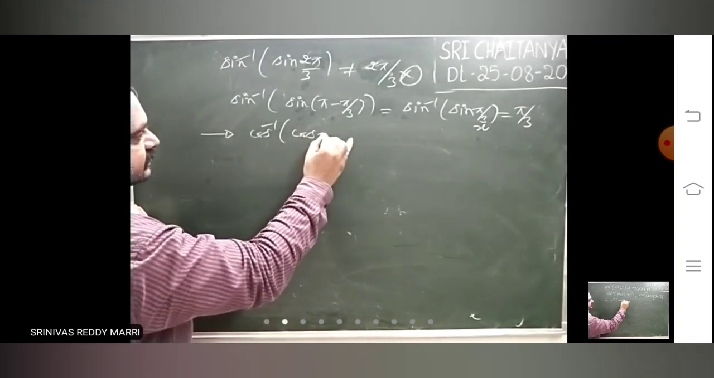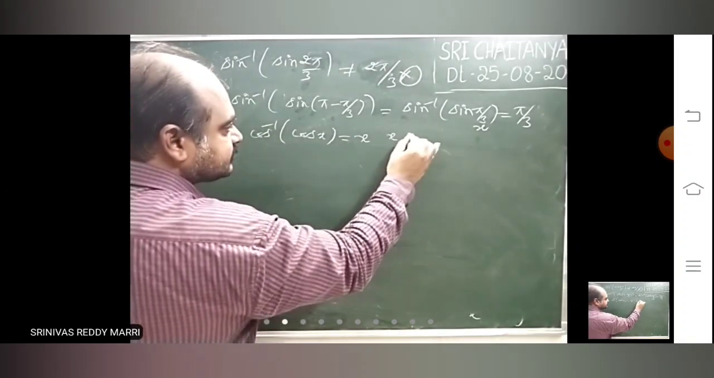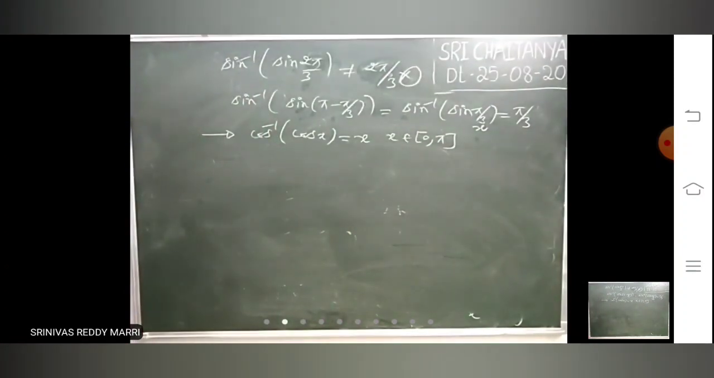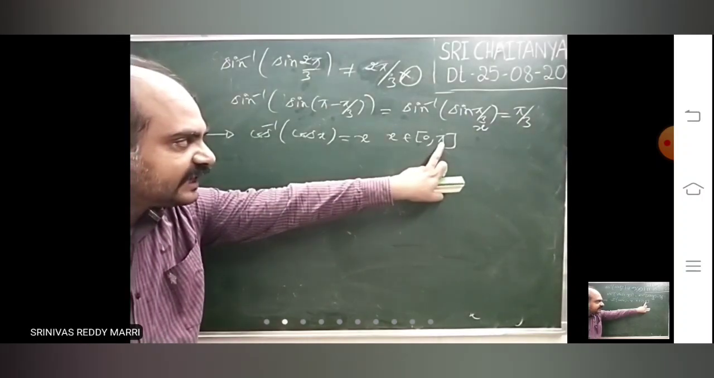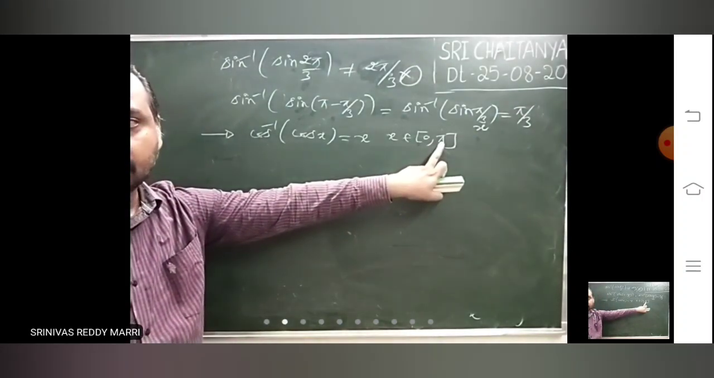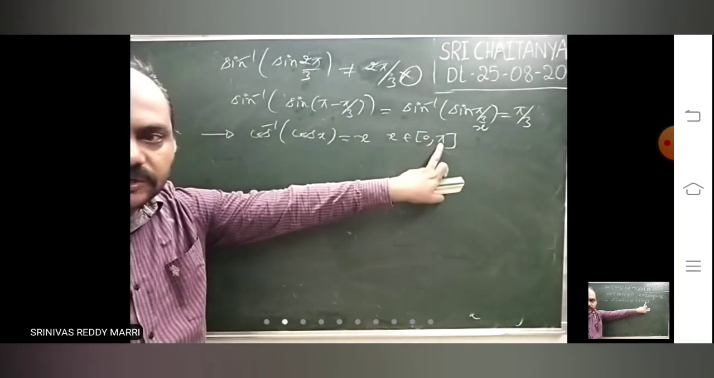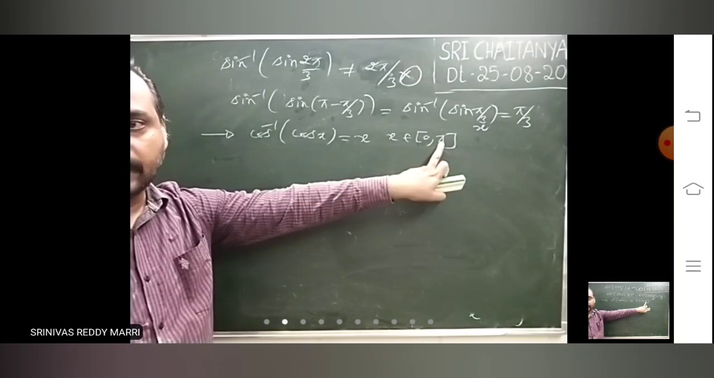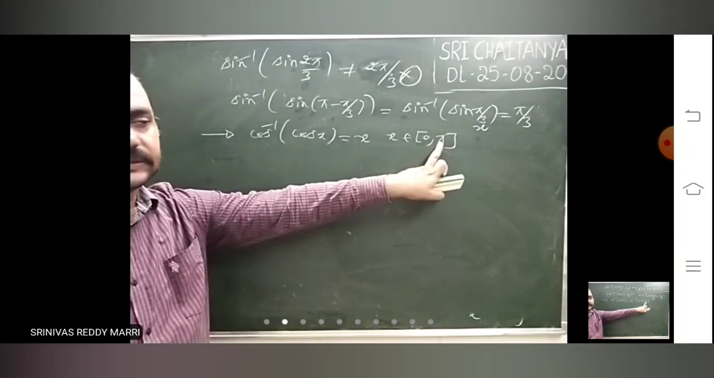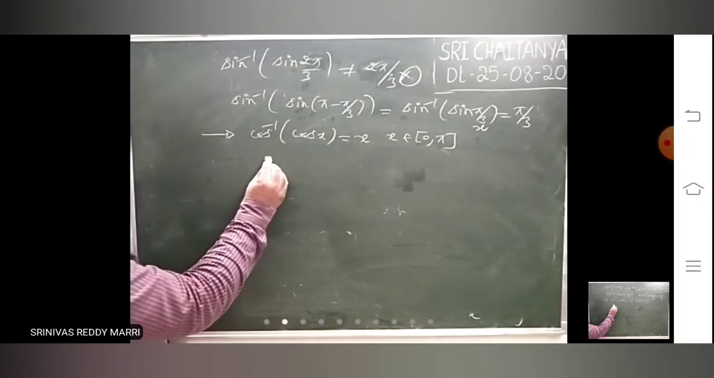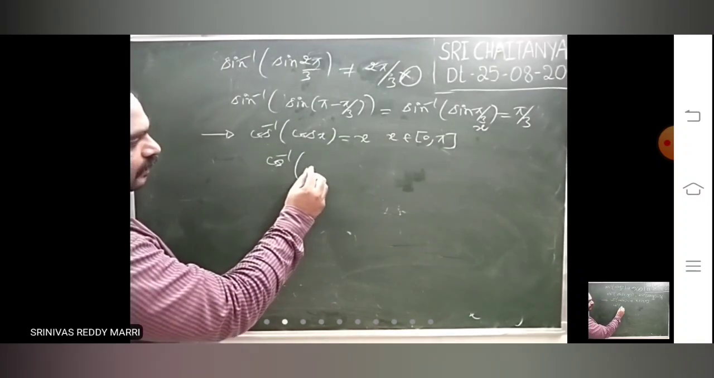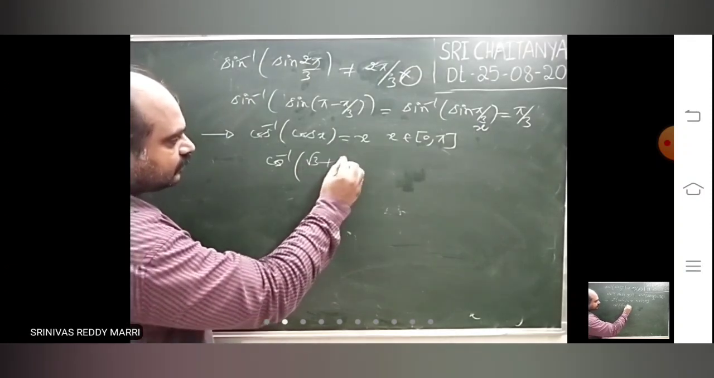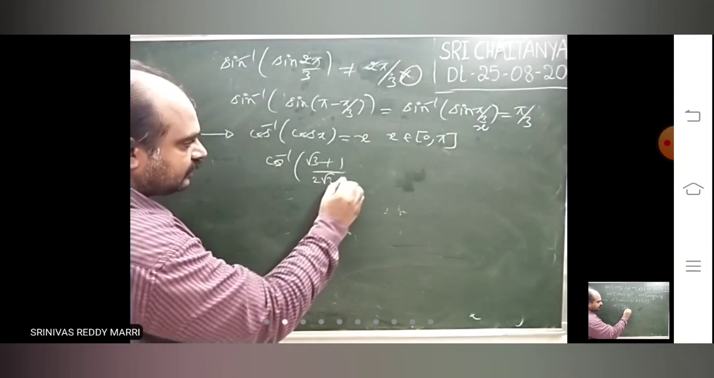Like that, other trigonometric functions also. Cos inverse cos x equal to x. X must lie in the interval 0 to pi. That is the range of cos inverse function. Right? X must lie in the interval 0 to pi, that is 0 to 3.142. So in this interval, if x lies, then cos inverse cos x equal to x. Suppose it is like this.